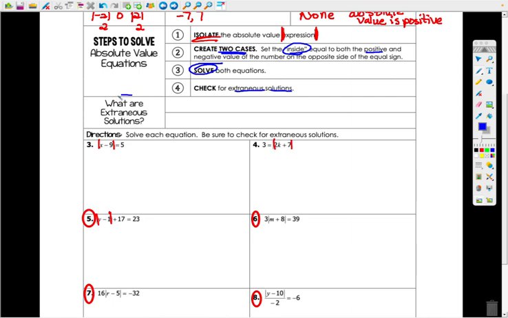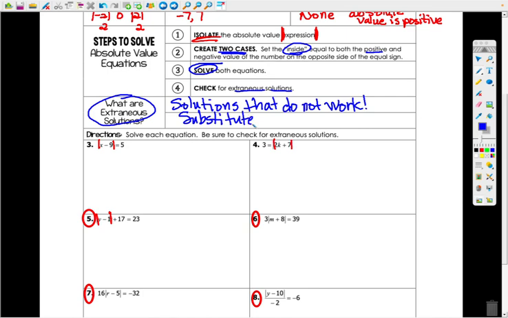That's a new word. What are extraneous solutions? They are solutions that do not work. What that means is when you go back and substitute the answer you found into your equation, it gives you a false statement. So when you substitute your solutions and they don't work, it's an extraneous solution, and we always discard those. All right, so let's get at it.